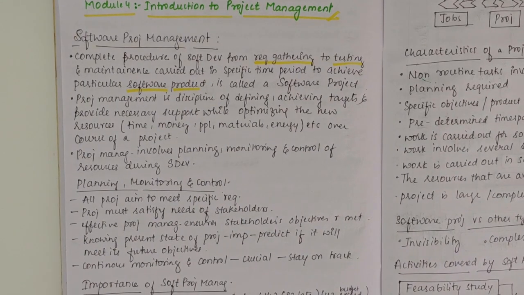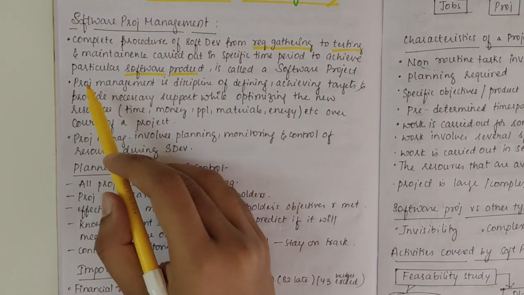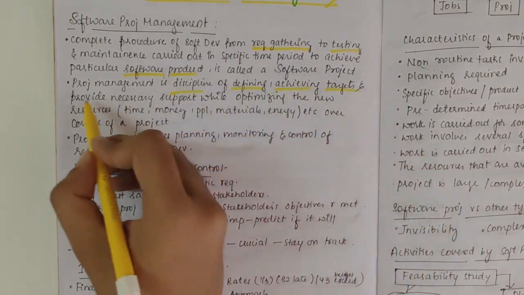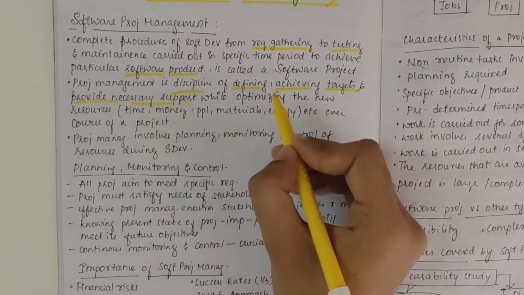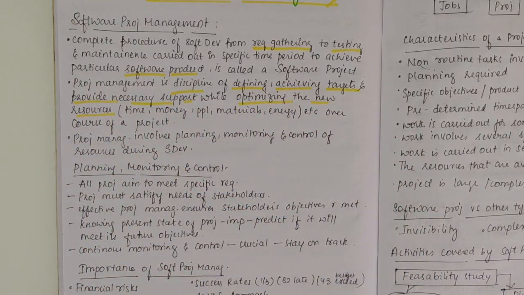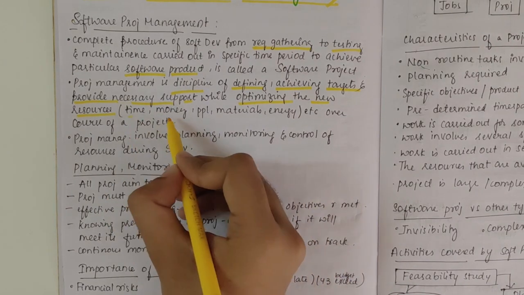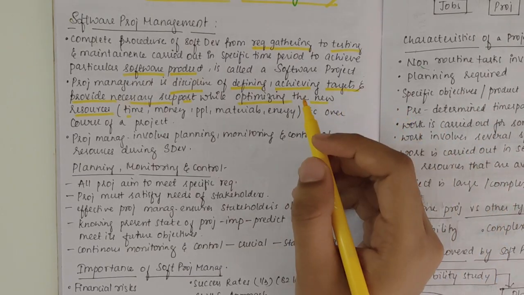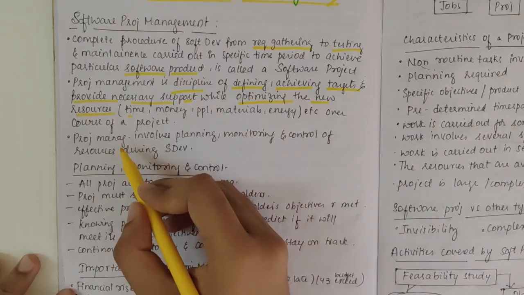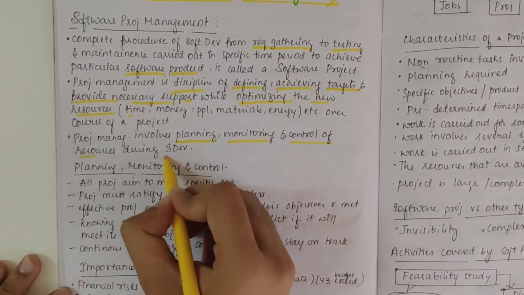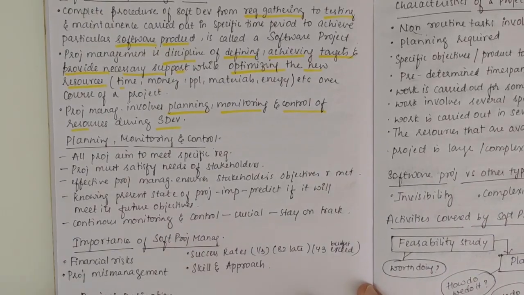So what is software project management? Software project management is the discipline of defining and achieving targets and providing necessary support while optimizing the resources. Our main aim in software project management is to optimize the resources, be it time, money, people, materials, energy, or anything, over the course of a project. So software project management involves planning, monitoring and control of resources during software development. So that's what I told.